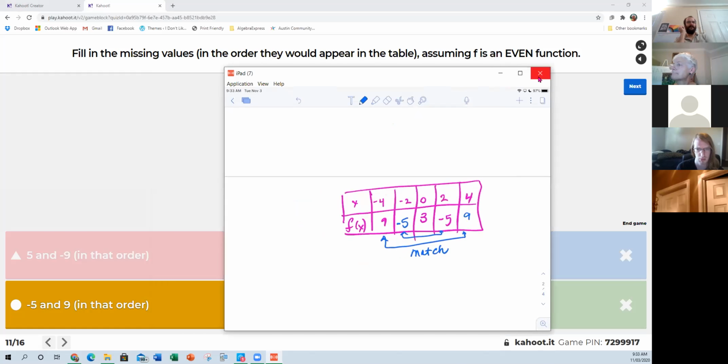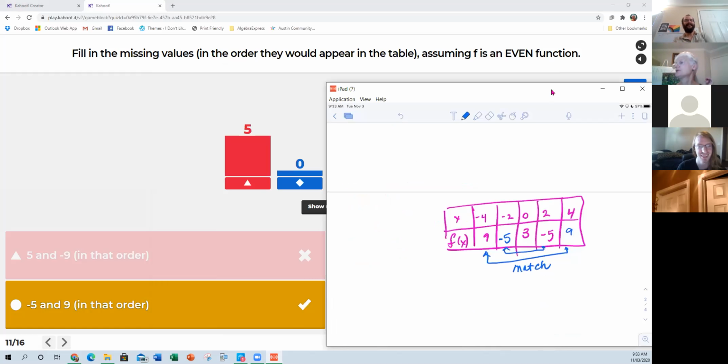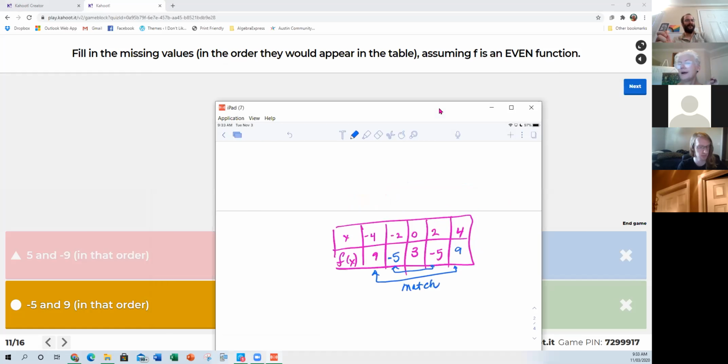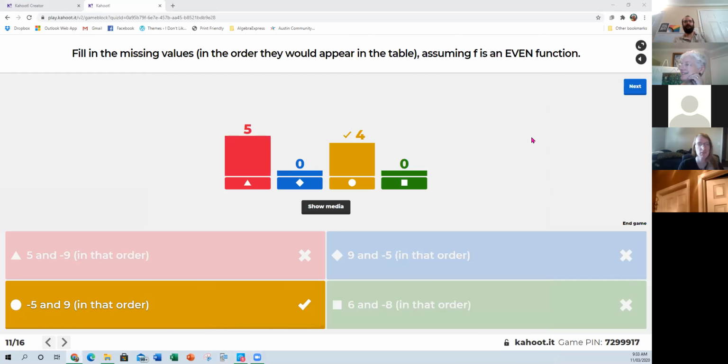Is that one not the right one? The yellow? So the answer should be -5, 9. And oh, yeah, that's what it says. Oh, okay, good. Phew. Okay, I was just looking at it funny. Okay, good, good. I think a lot of them answered that one wrong. Okay. Good. All right.